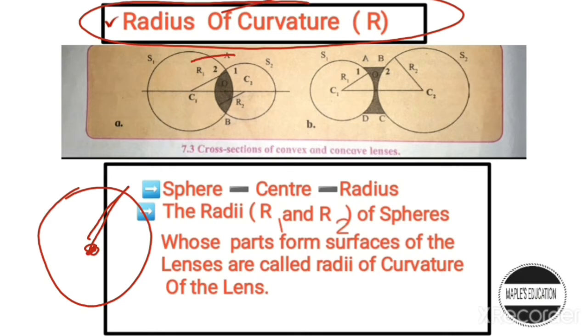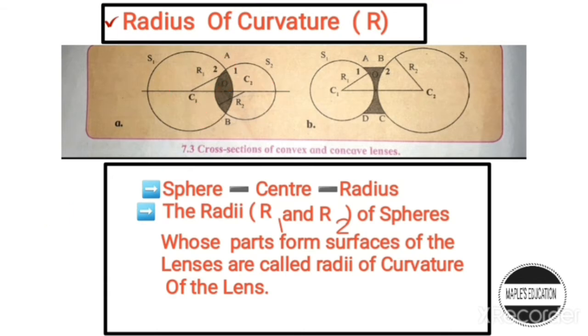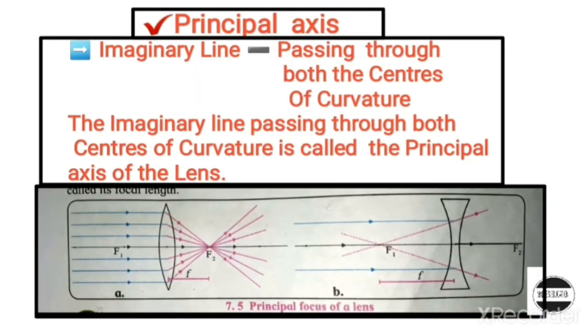So you all can see in the figure R1 and R2. So this was your concept about the radius of curvature. Now moving to the third important term, that is your principal axis. Now what do you mean by the term principal axis? It is very simple. It is an imaginary line. What is a principal axis?